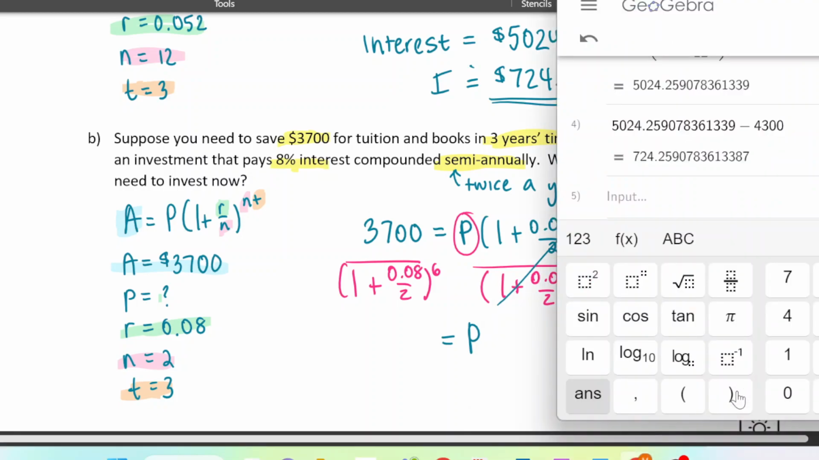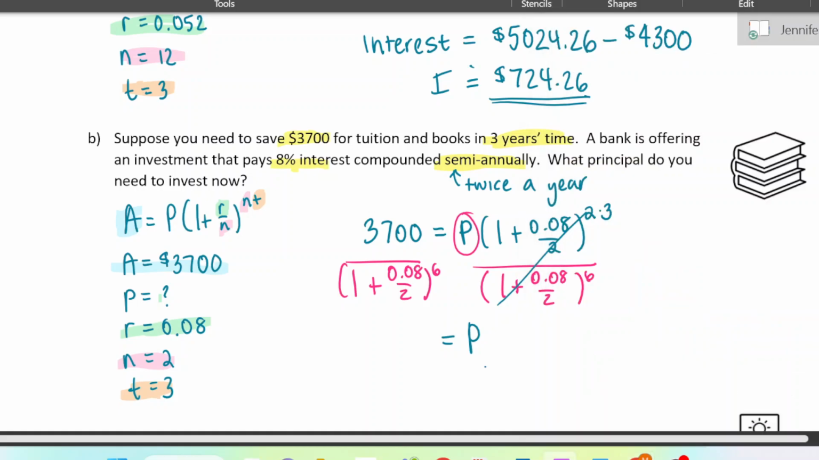So here I have 3,700 divided by, and here's where we need to use a bracket. So it's 1 plus 0.08 divided by 2, bracket, all to the power of 6, equals, so we get $2,924.16. That's our principal that we need. So that's what we need to invest now. And then in 3 years' time, I know I'll have $3,700.